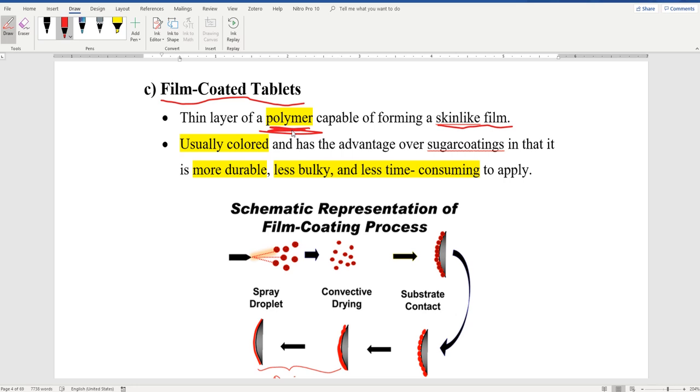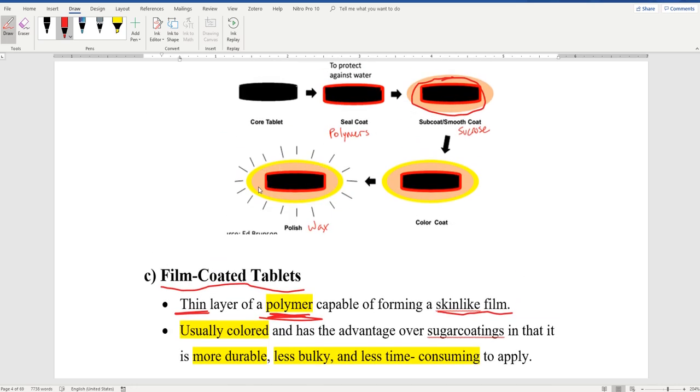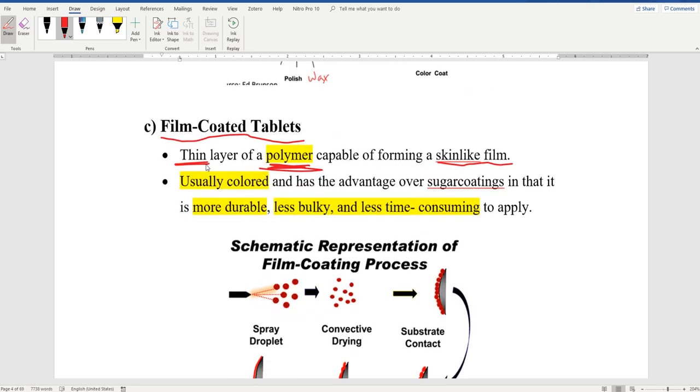Therefore it doesn't have a function regarding the release of the drug. So the film coating is a thin layer. If you compare this to sugar coating, that's not thin, it's actually a thick coating. Film coating is a thin layer of polymer that forms a skin-like film around the tablet. Usually it's colored, so the tablets usually will have a color because of the film coating that we are applying. And if you compare it to sugar coating, it is less bulky.